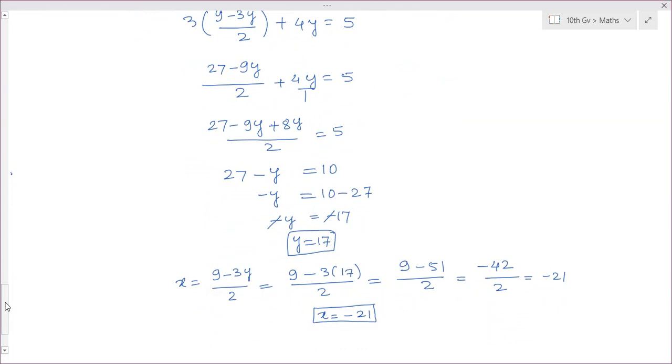A single sign goes wrong, a single addition or subtraction goes wrong, and the whole value goes wrong. You will get very weird answers for x and y. So write down.